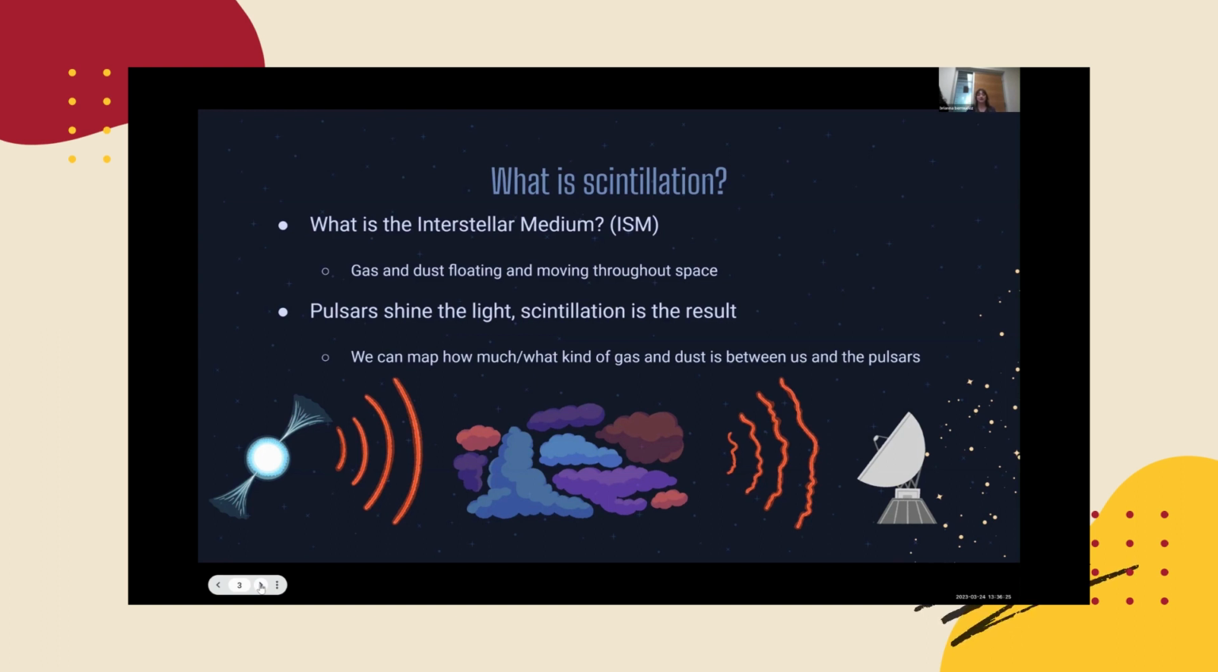So if you look at the graphic on the bottom of the screen, you'll see a pulsar that's rotating and emitting radio waves. Those waves are passing through the gas and the clouds in the middle, which is the interstellar medium, which then distorts the waves, which we receive here on Earth, which will tell us how much and what kind of gas and dust is between us and the pulsar.